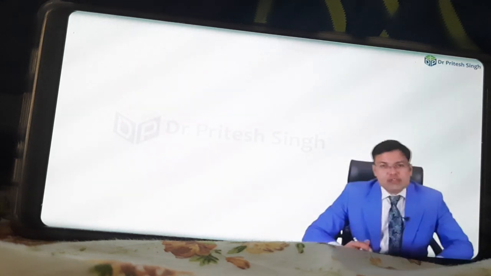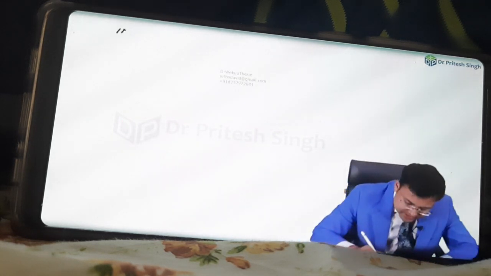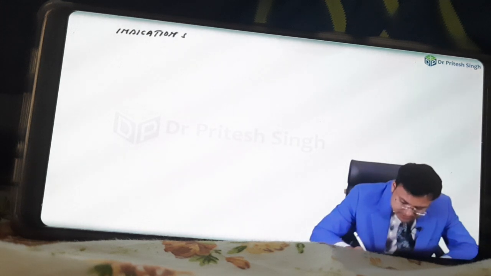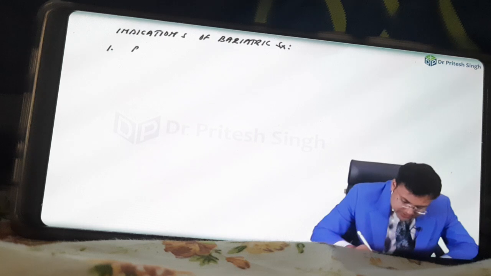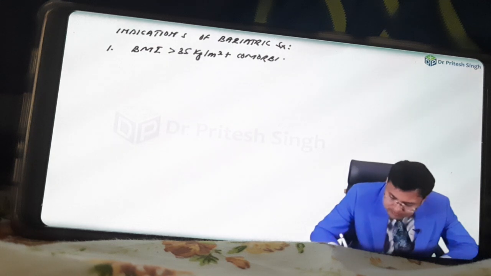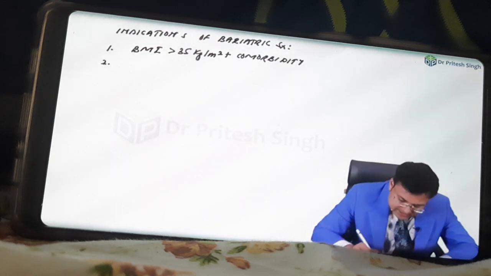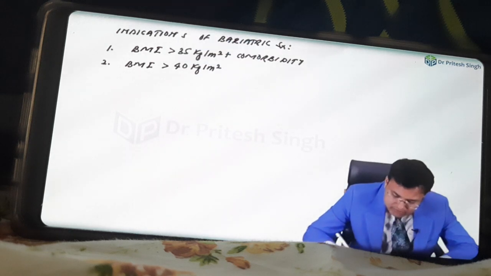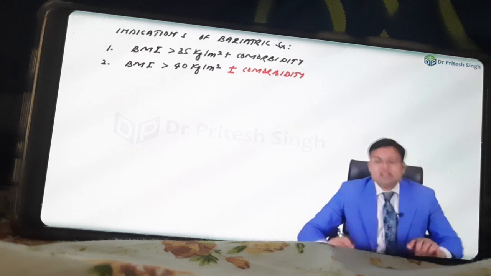Nowadays, questions are asked about bariatric surgery. So first see, what are the indications of bariatric surgery? First, if the patient has BMI more than 35 kg per meter square with comorbidity. And second, if the patient has BMI more than 40 kg per meter square with or without comorbidity. This is the international guidelines.